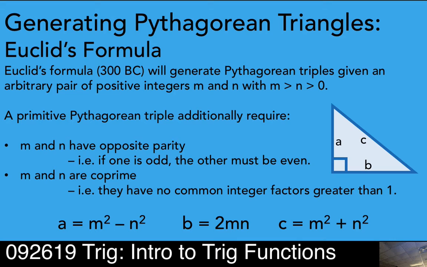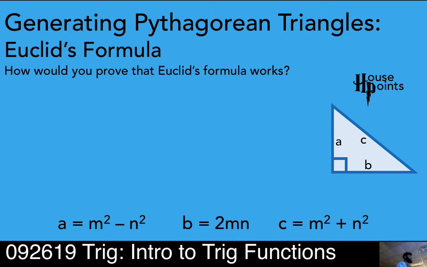If M and N have this in common, then A is going to be M squared minus N squared, B will be 2MN, and C will be M squared plus N squared. Whew. Let's see how that works.